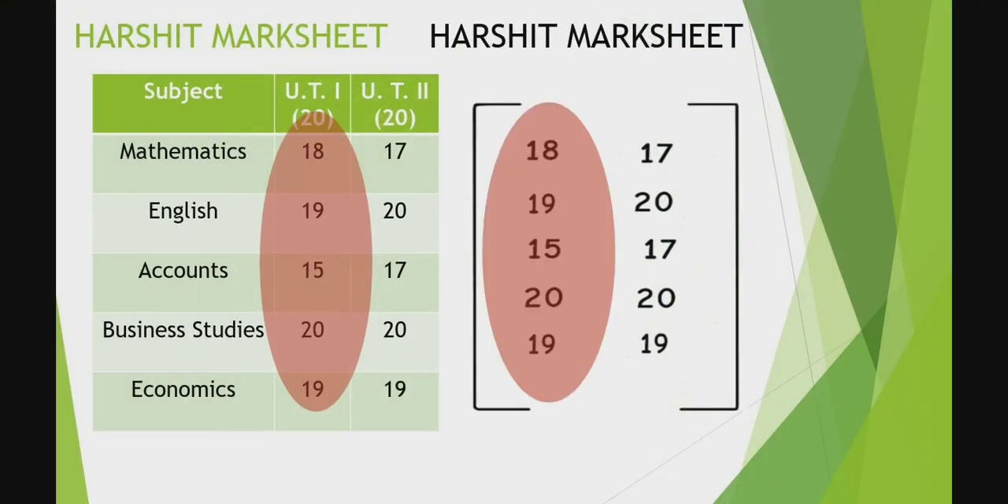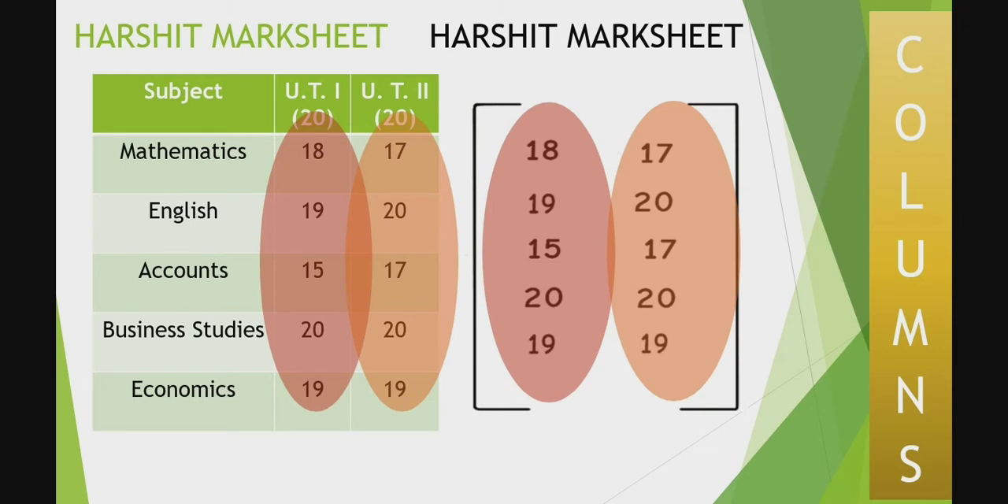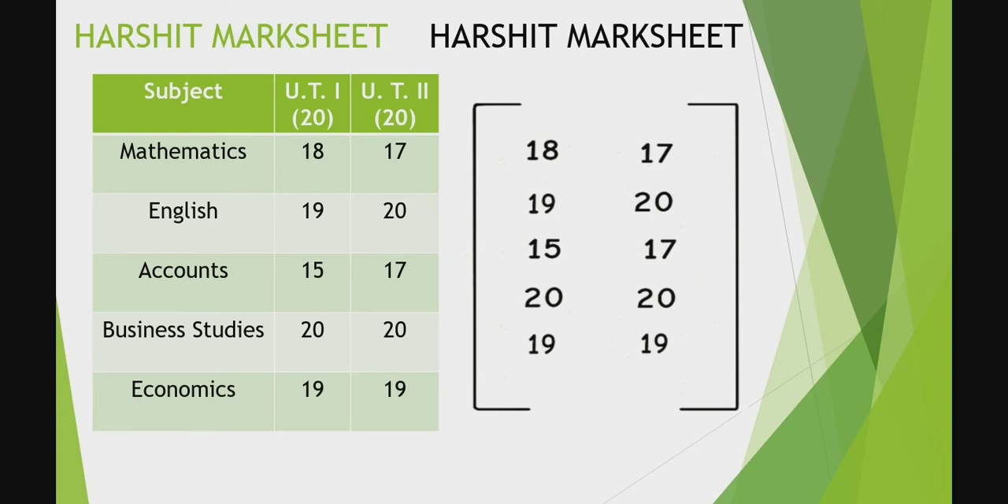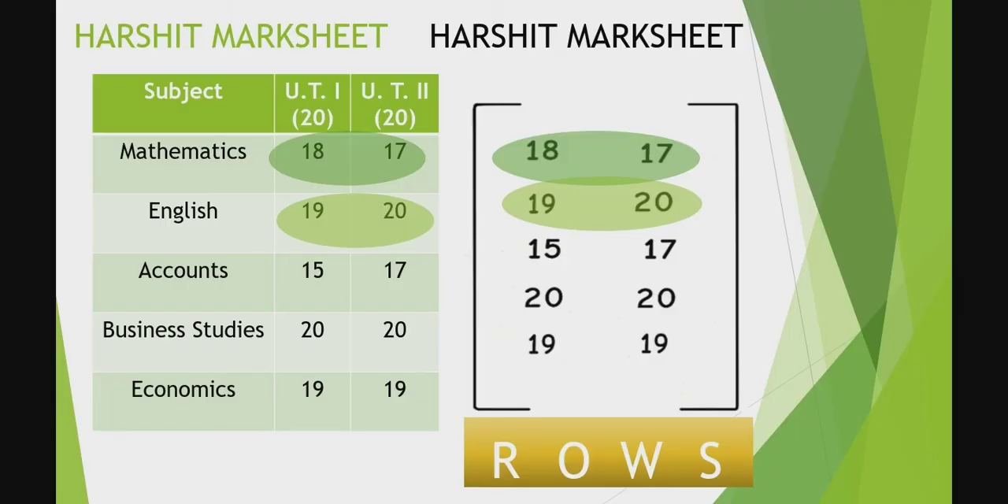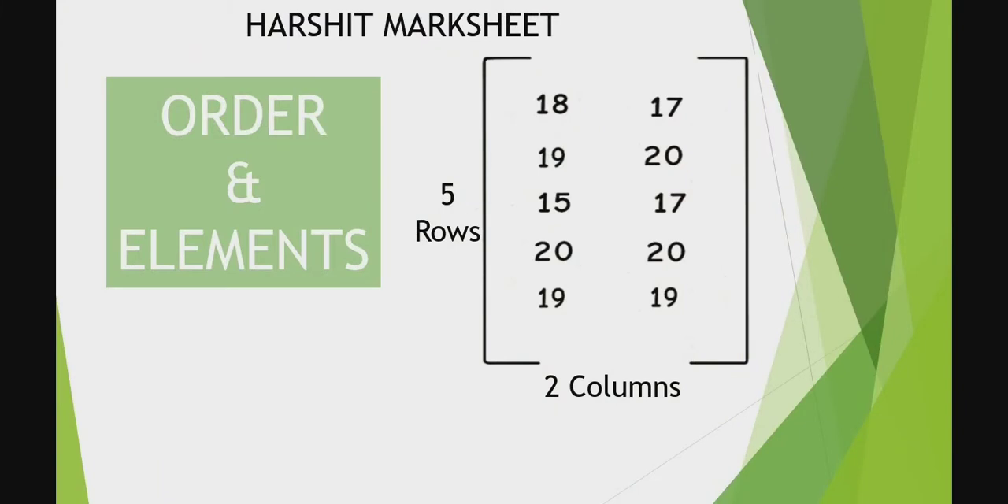Now see the vertical lines where UT1 marks are given, and a similar case with UT2 marks. These vertical lines are termed as columns. Here are 2 columns. Similarly, if we notice it horizontally, where subject-wise numbers are given, for subject mathematics 18 and 17, and then 19 and 20, these horizontal lines are called rows. And here if we count, then we can see there are 5 rows. So we have 5 rows and 2 columns.